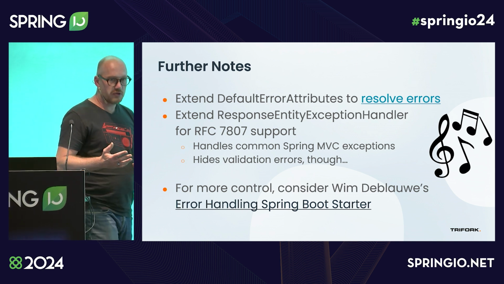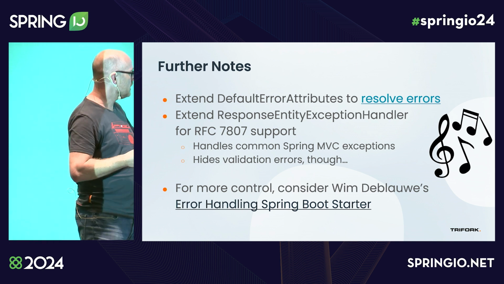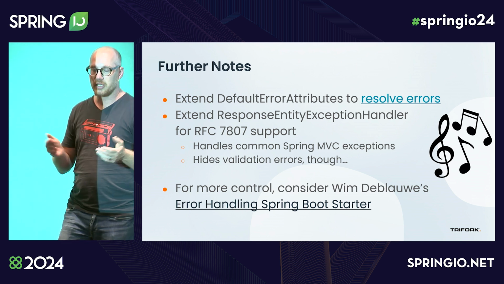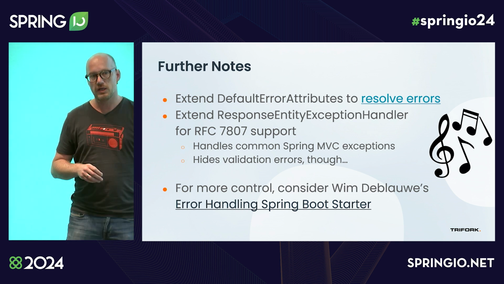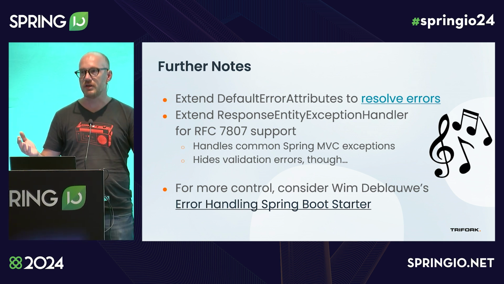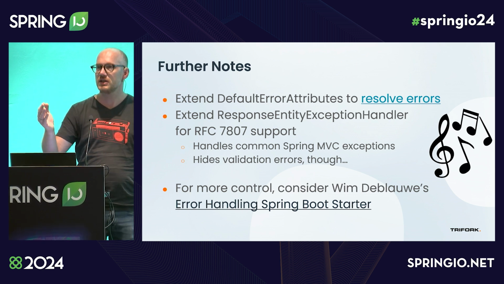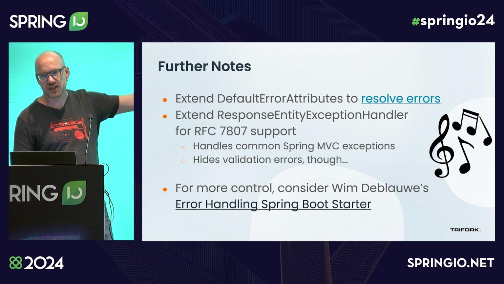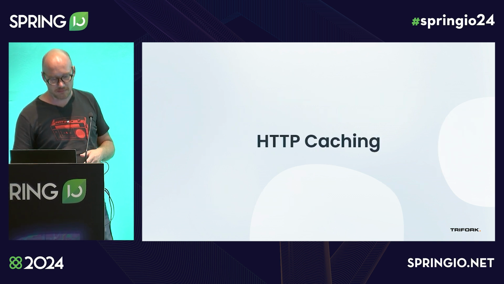If you need more control than this, because this is basically what Spring provides out of the box, then I really recommend you look at a library from a guy called Wim de Blauwe. He's actually spoken here at Spring I several times on things like Thymeleaf and HTMX, but he has a really nice open source library for configuring how certain exceptions should be rendered, where you can also do stuff using annotations on exceptions themselves, for example. And I'll make sure to include this presentation in my GitHub repo, so you can actually click on these links and see this stuff. Right.